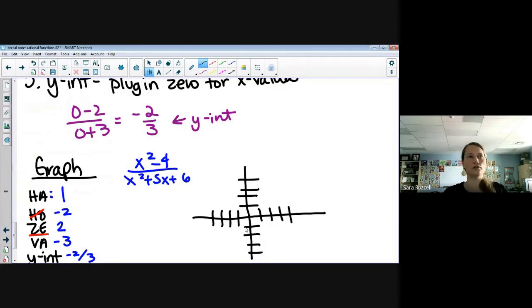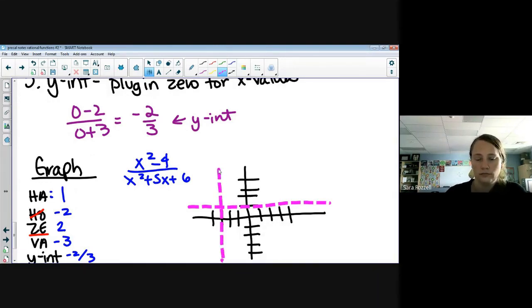When you're doing this, you always want to draw your asymptotes first, then plot your x and y intercepts. Then we'll do the holes after we've sketched our graph. So our horizontal asymptote is at 1. Vertical asymptote is at -3. We want to go ahead and put our 0 and y-intercept, so that's x and y-intercept.